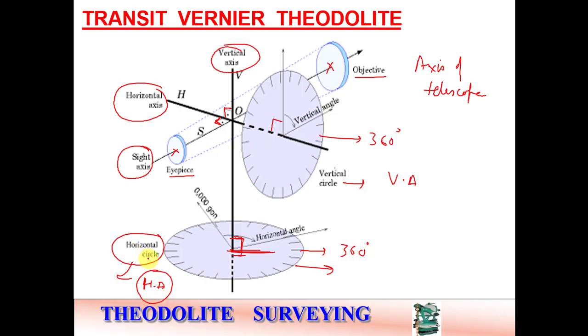The line passing through the horizontal circle is known as the vertical axis. The line passing through the vertical circle is known as your horizontal axis. These two axes must be perpendicular to each other as well as perpendicular to the different circles. And there is another line which is your sight axis. This sight axis passes through the center of the eyepiece as well as the object lens, which is your axis of telescope, and this axis of telescope is also perpendicular to both the axes. So this is the concept of your vernier theodolite. Okay, let's move to the next slides.